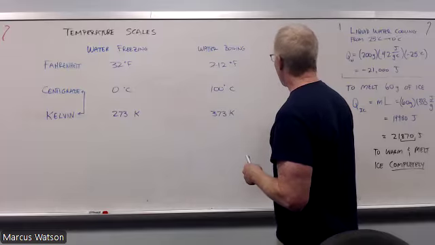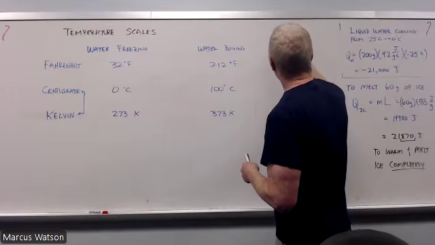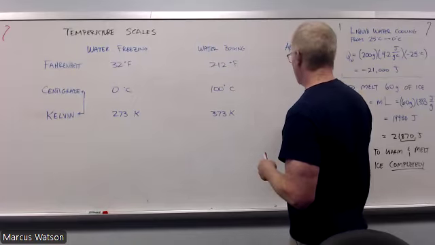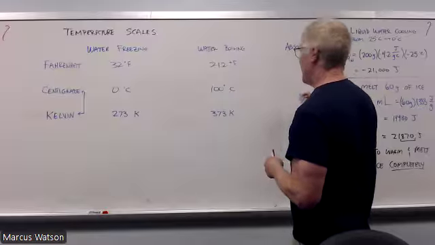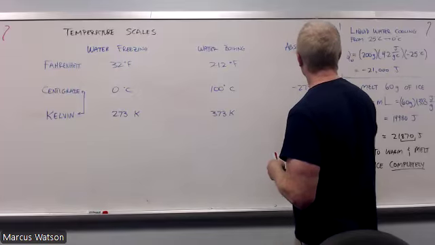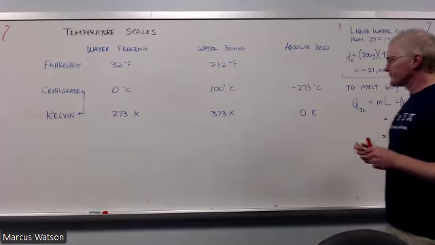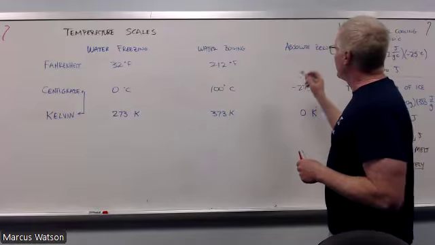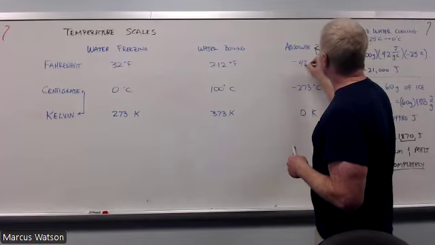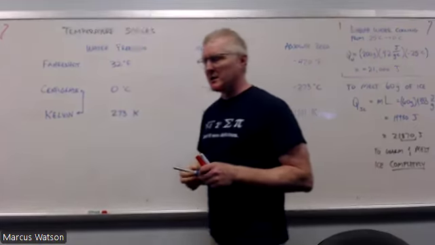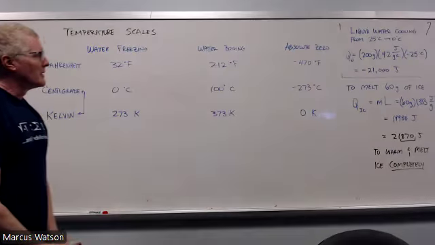And that means when I have the absolute zero, that's zero. And on the centigrade scale, that would be minus 273 centigrade. I think on the Fahrenheit scale, that turns out to be around minus 470 Fahrenheit. So it's chilly. Okay.